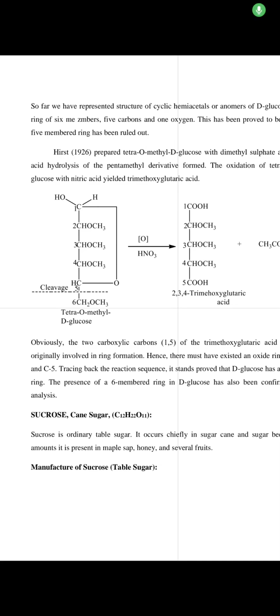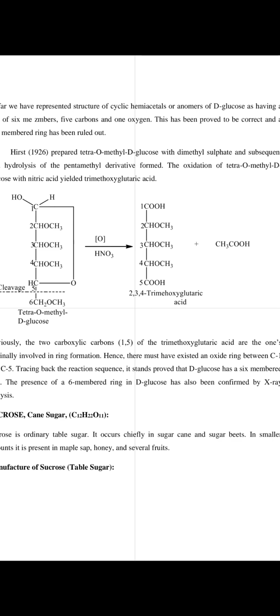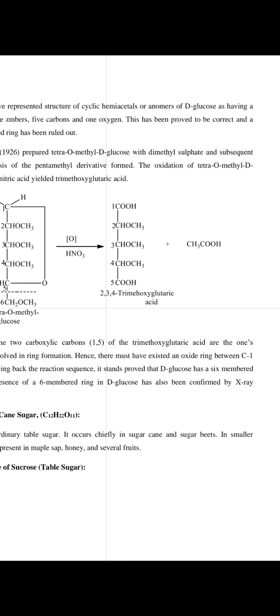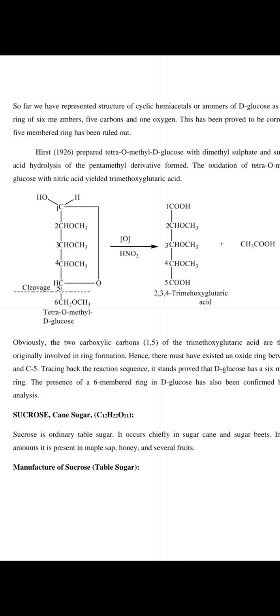Hello friend, today in this video I am going to talk about sucrose, cane sugar. You know, sucrose is ordinary table sugar. We call it table sugar. It occurs chiefly in sugar cane and sugar beets. In similar amounts it is present in maple sap, honey and several fruits.